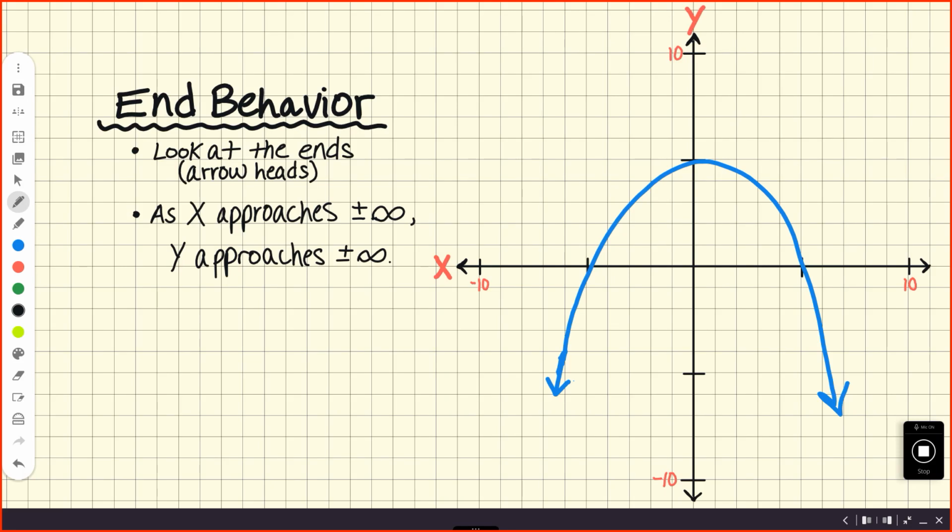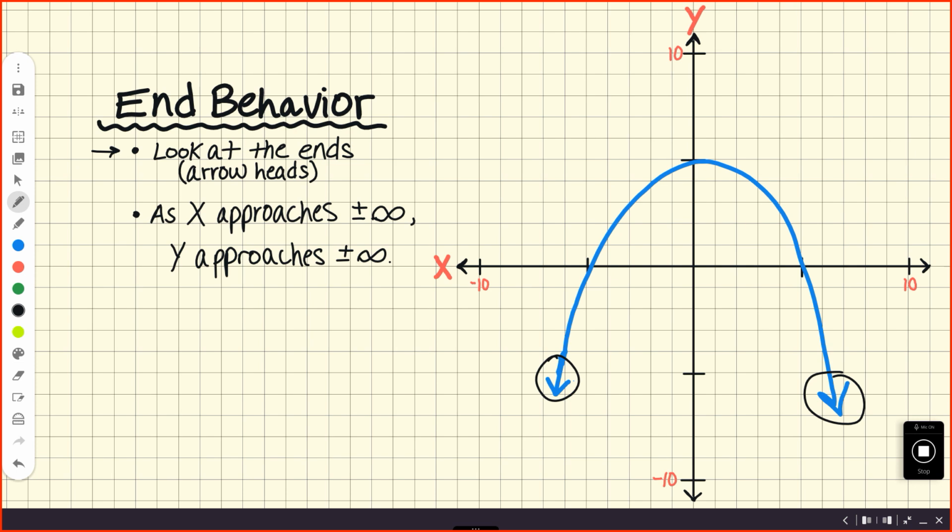The second section of the lesson today is on end behavior. I've written here, look at the ends, look at the arrowheads. So look at this and look at this, okay? What we want to do, and I like doing this especially when I teach this lesson, is to know where this arrow is going. This is a quadratic equation, right? It's got an upside down U.